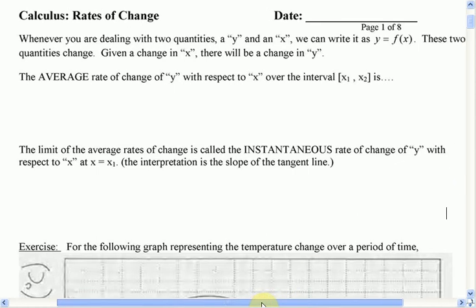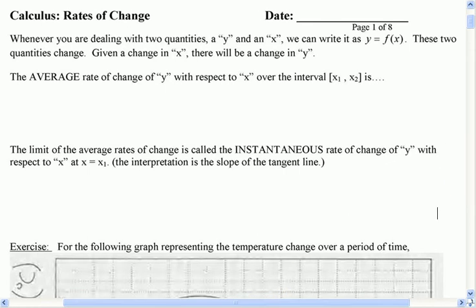Now, like I said earlier, we're looking at, hey, you ready here?